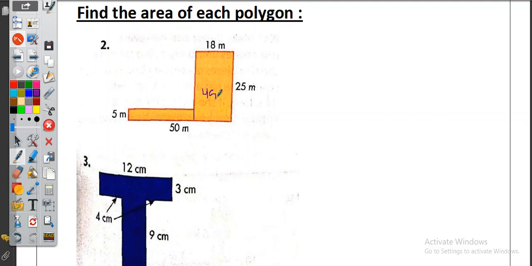What about this one? Be careful. It is not 50. You have to consider this part only, times 5. Okay, how much is this? All of it here is 50. Take away the 18, you will get the length of this side. So we say 50 minus 18 will equal 32. Then you will find the area by multiplying 32 by 5. 32 times 5 equals 160.